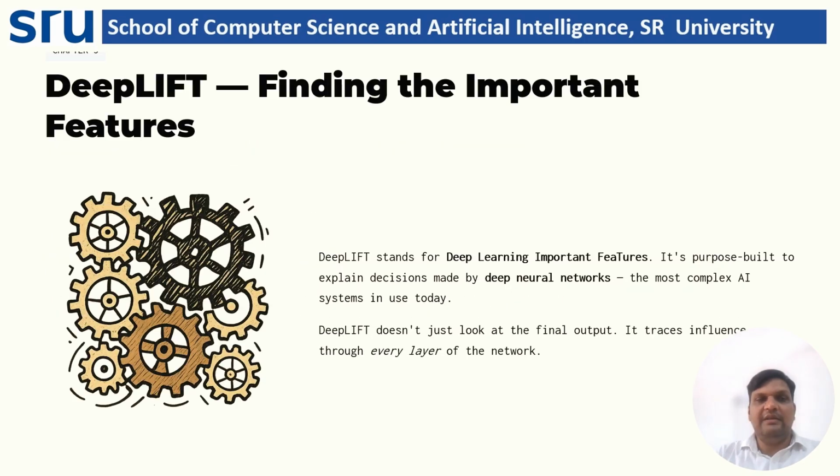DeepLIFT: finding the important features. Here DeepLIFT means deep learning important features. It is purpose-built to explain decisions made by deep neural networks. And a deep neural network is called the most complex AI system that we are using in today's world. DeepLIFT doesn't just look at the final output. It traces influence through every layer of the network.